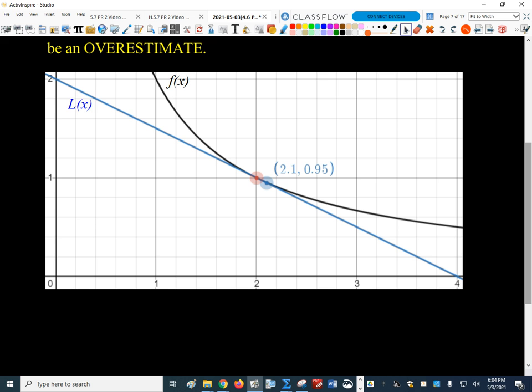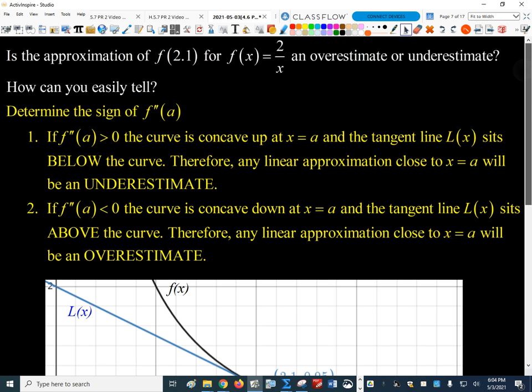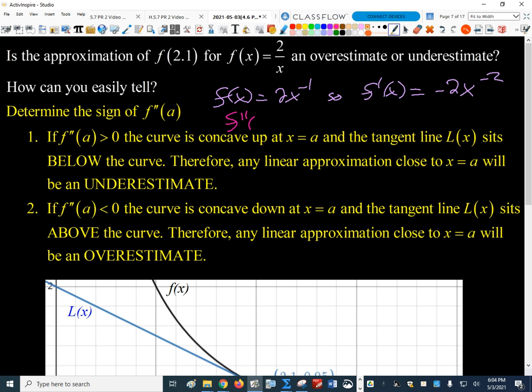Here's f of x. We could easily calculate for our function, if f of x is 2 over x, let's just do this second derivative calculation real quick. So we know f of x is 2x to the minus 1. So f prime of x is negative 2x to the negative 2. What's f double prime going to be? If we just apply the power rule again, we're going to get negative 2 times negative 2. That's going to be positive 4x to the negative 3, or if we write that as a fraction, 4 over x cubed.